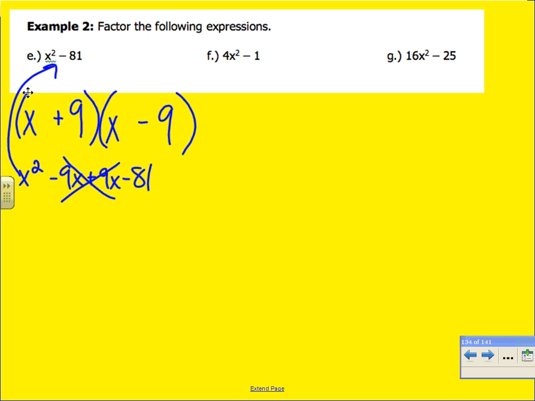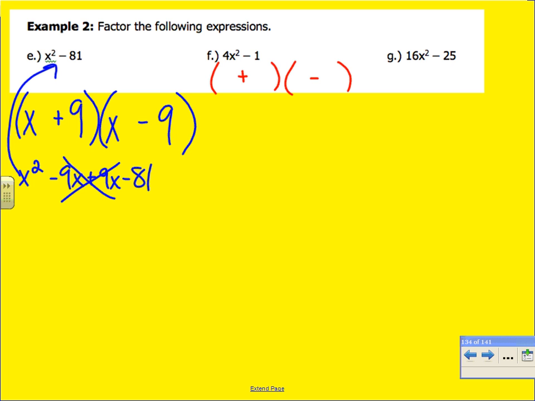Okay, letter F, 4x squared minus 1. So this is a binomial. It's a subtraction problem. And I want you to ask yourself, are both terms perfect squares? Okay, hopefully you figured out and said yes, both terms are perfect squares. So the very first thing you do on a difference of perfect squares problem is make two binomials. So let me do this up here. Make two binomials, put 1 plus, put 1 minus, always. It's always how you start the problem.